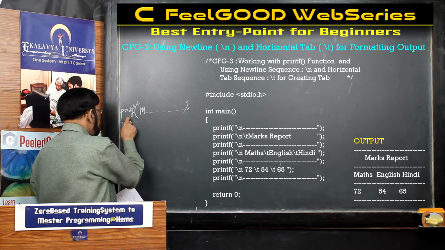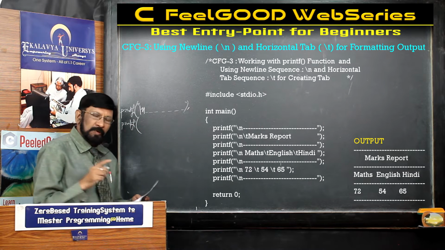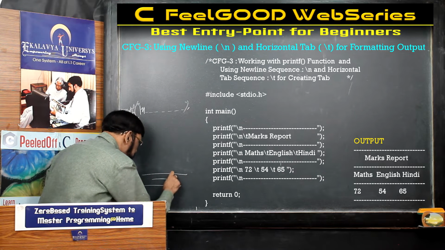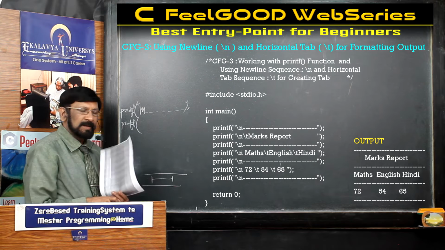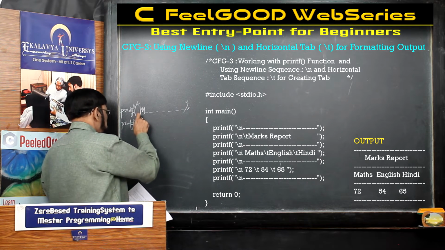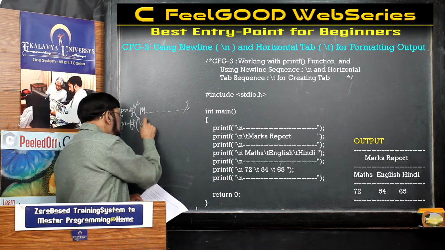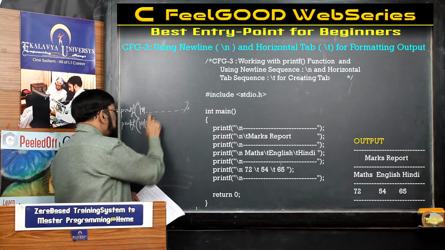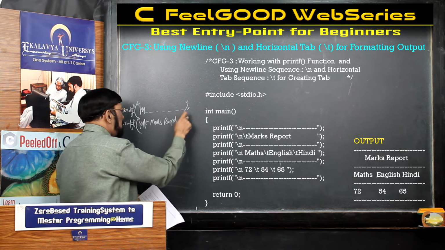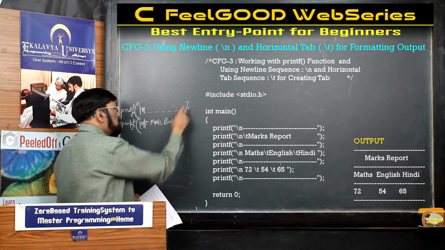Actually, printf marks report should be there. Marks report, what are you expecting? Suppose this is the mark report. You are expecting the mark report title in the center of that. For that purpose, what do you do? Here, you start with a new line sequence. New line sequence is a line breaker. Thereafter, one horizontal tab you write. Thereafter, you write marks report. And here don't forget the semicolon also.